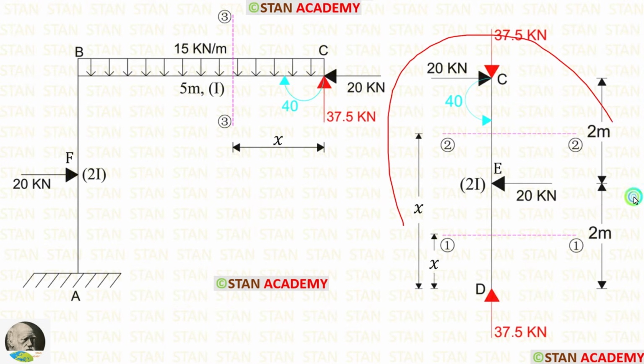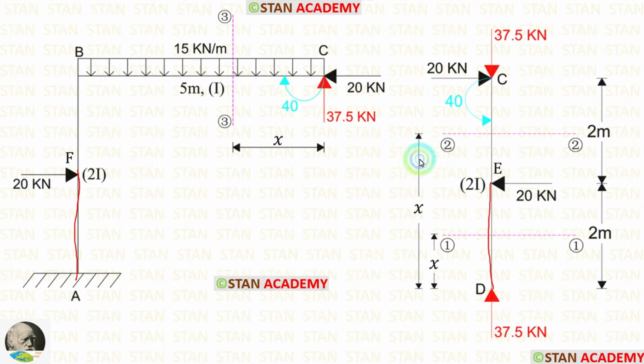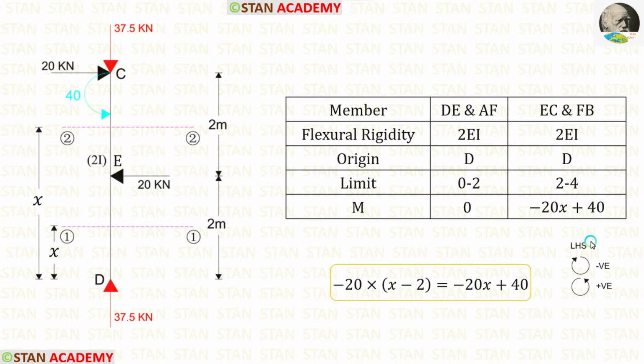Now let us take this part and find out the moments. We know that the moments in the portions DE and AF will be the same. Also the moments in the portions EC and FB will be the same. We are going to find the moments towards the left hand side, so clockwise will be negative and anti-clockwise will be positive.